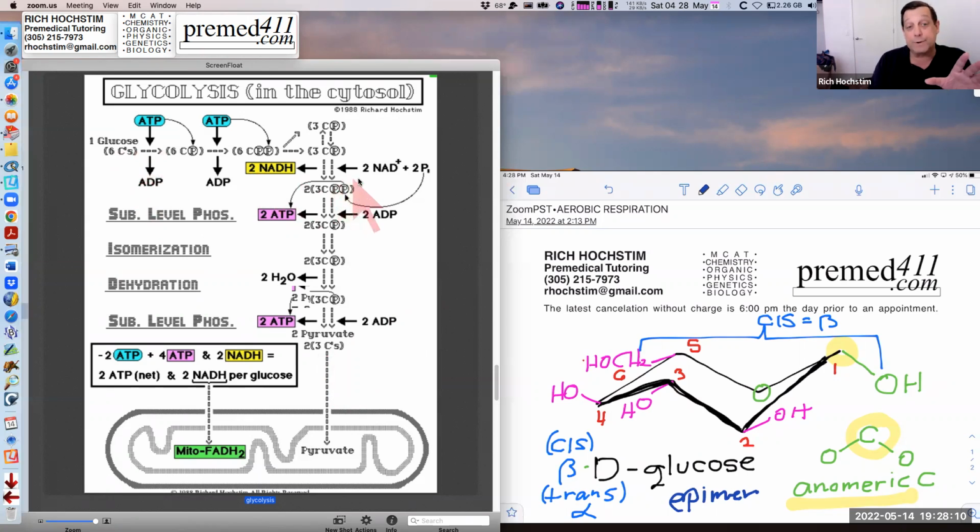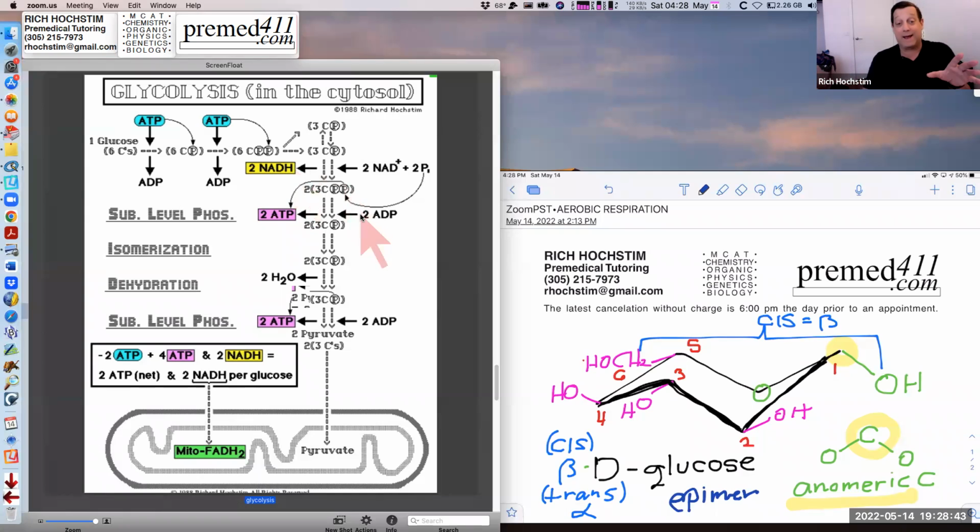The first thing we're going to do is we're going to make NADH. So per glucose, we're going to make 2 NADH from NAD+. And we're also going to do a phosphorylation right over here. NADH is a high energy reduced molecule. When you've got hydrogen on the right-hand side, that's a reduced molecule, usually. And what happens is that will be used in the electron transport chain to make ATP.